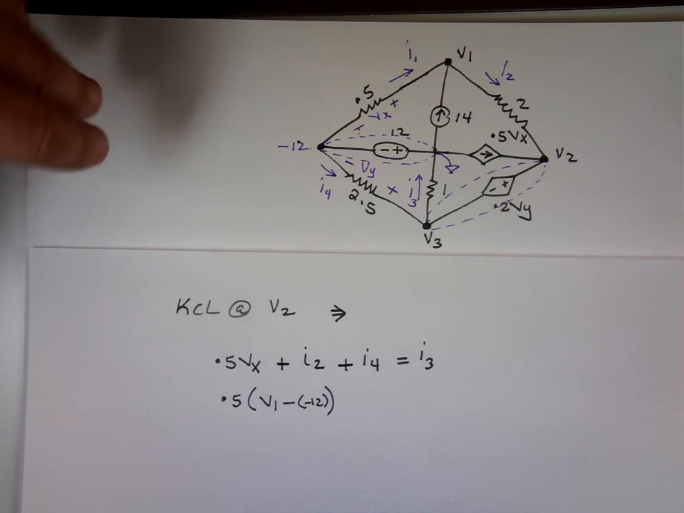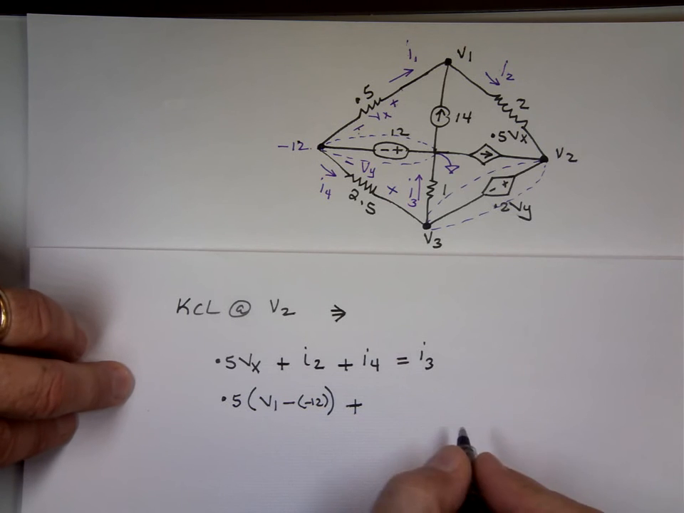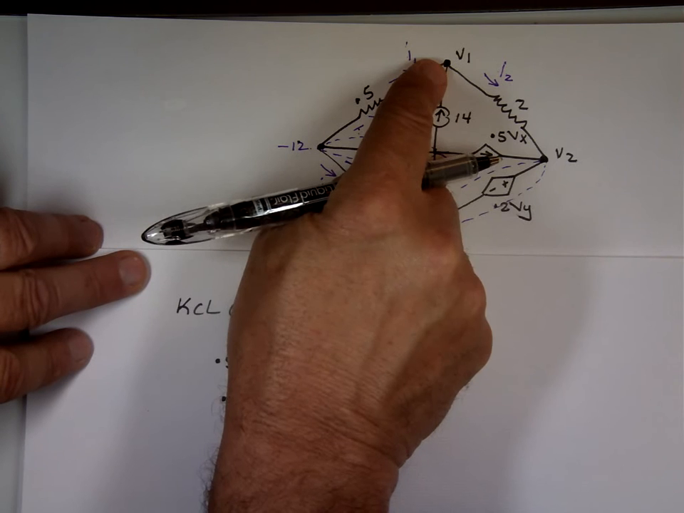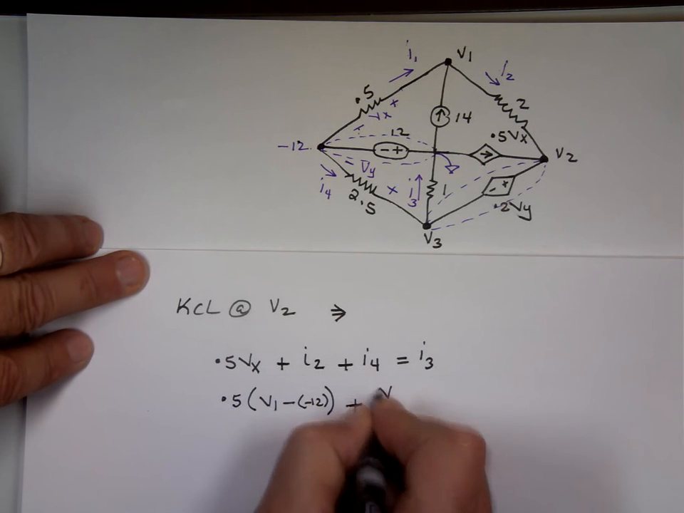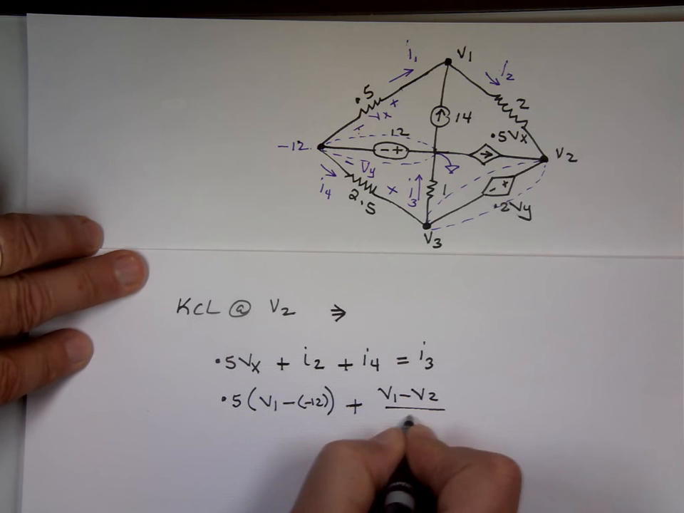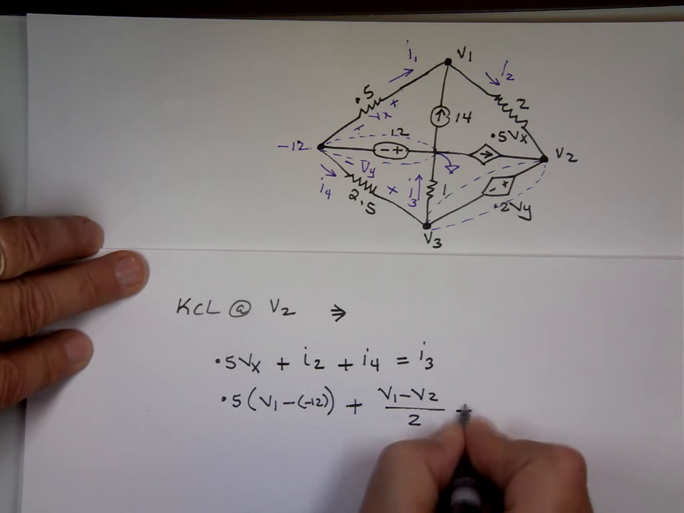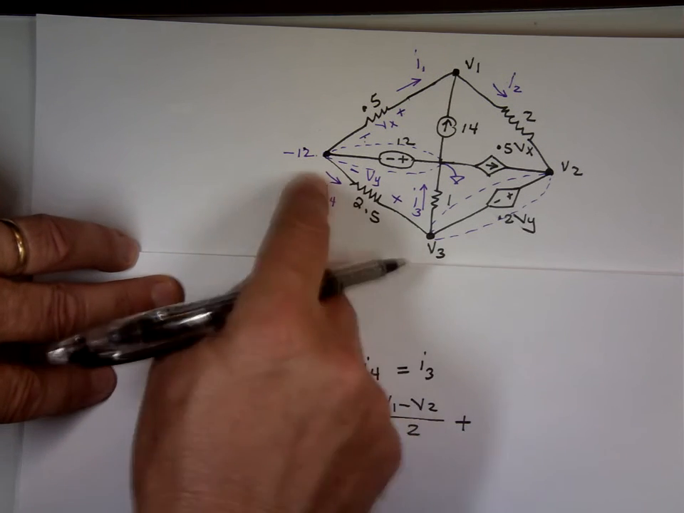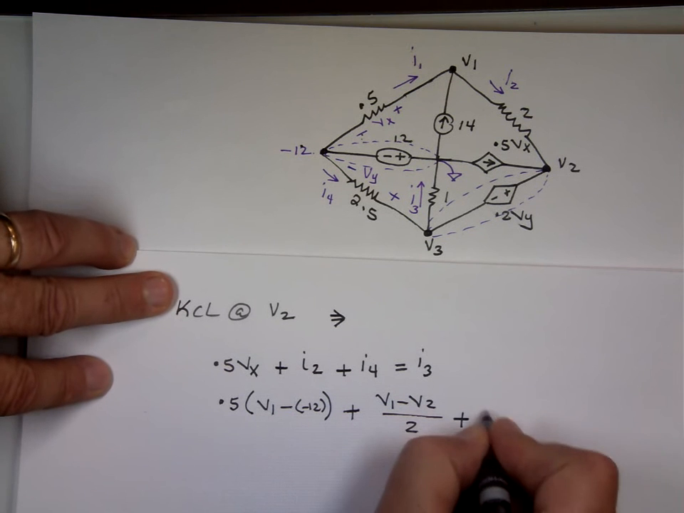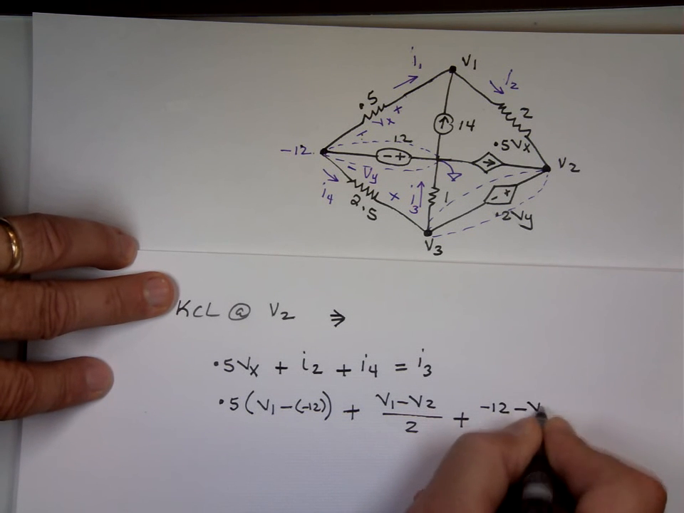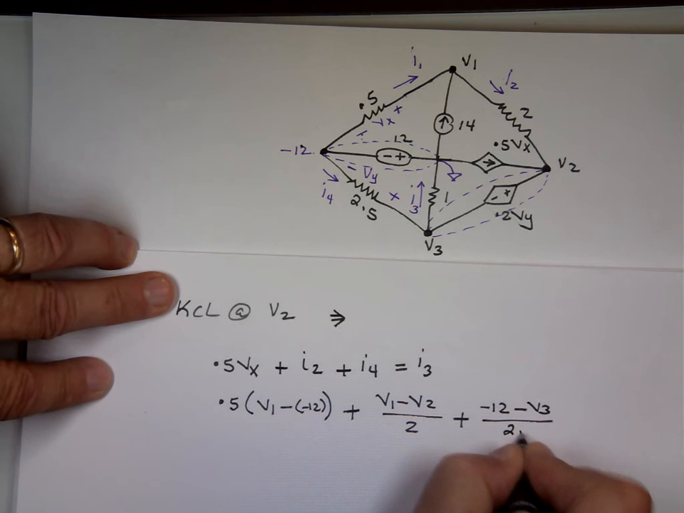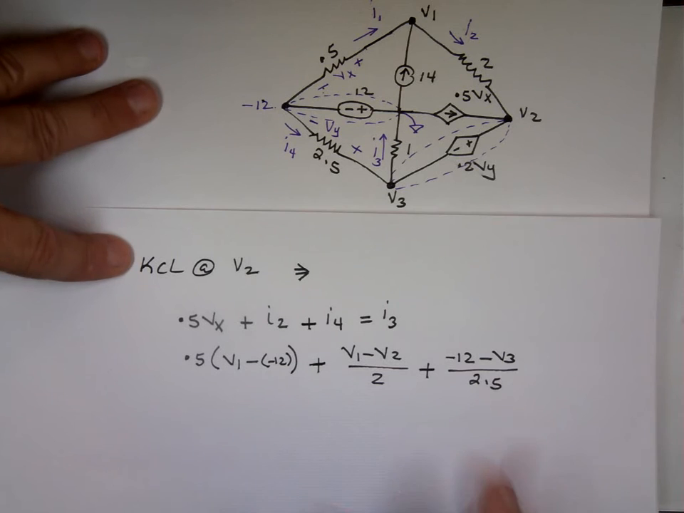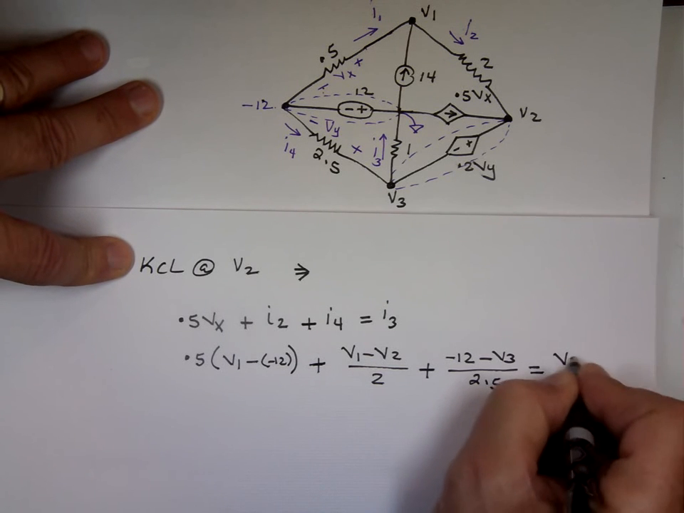I sub 2, where's I sub 2? Notice now I'm looking for the current. So it's this voltage minus that one divided by 2. I sub 4. Oh, is that I sub 4? Yeah, that's this one. We define it coming down again. So it's negative 12 minus V3 divided by 2.5. And what's leaving? I sub 3, which is V3 minus 0 over 1.